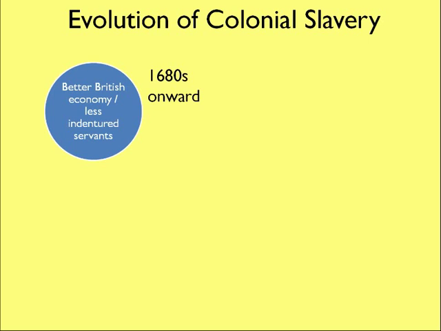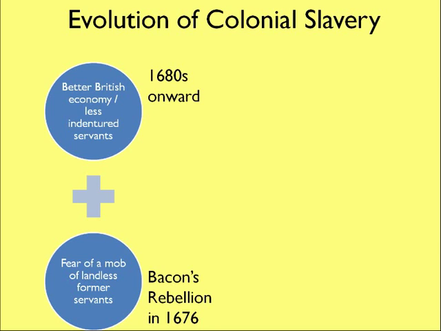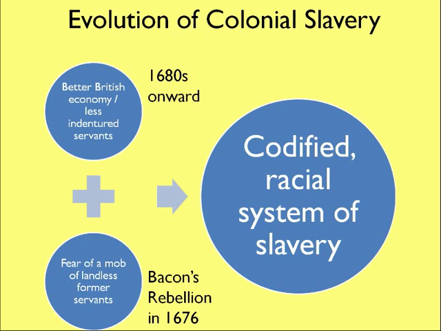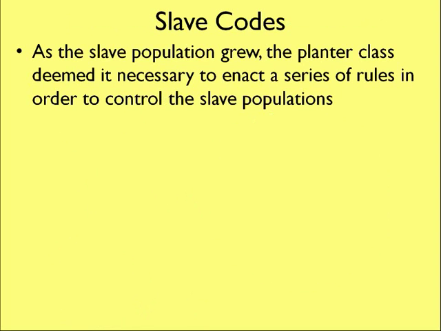So 1680s onward, with the better British economy, less indentured servants willing to come over, plus Bacon's Rebellion, this is what shifts the elites and the landowners to turn to African slavery as your system, and it becomes codified, meaning there's rules, and it's racial. You're defined as a slave by your skin color.